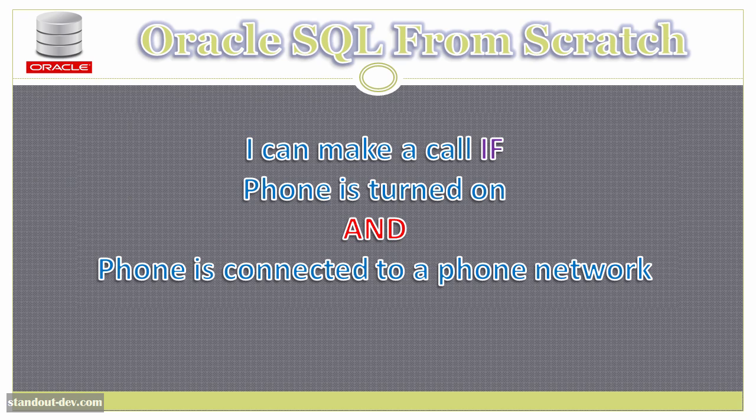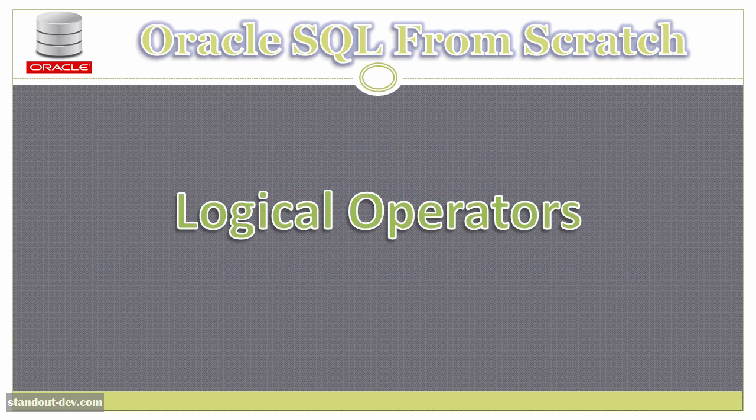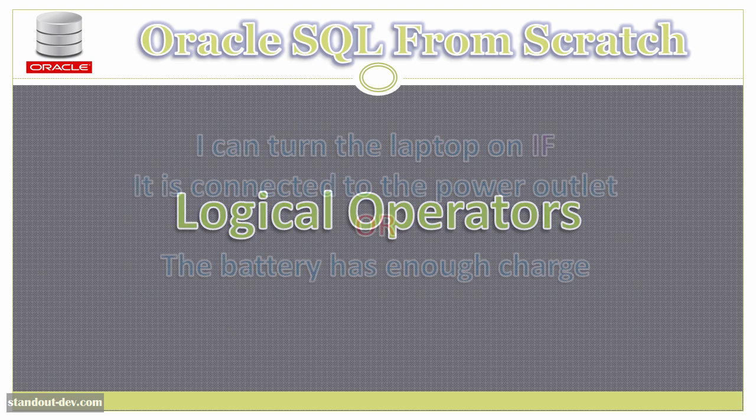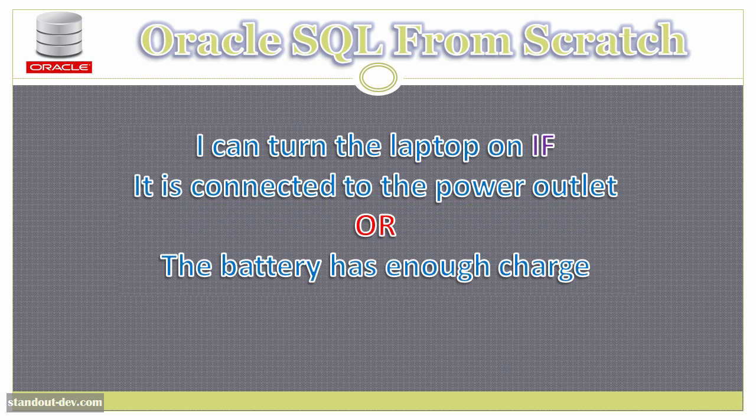But as I said a moment ago, that is not a rule. That's simple everyday logic. Now let's talk about OR. Let's use a laptop computer as an example. In order to be able to turn it on, it has to have some kind of power source, right? We can turn it on if it is connected to a power outlet or if it has enough charge in the battery to make it work. In this case, these conditions are connected with an OR.